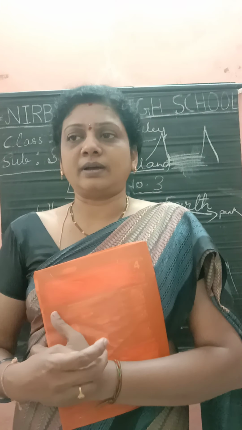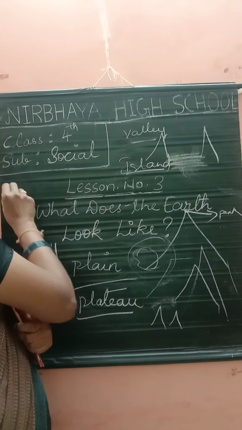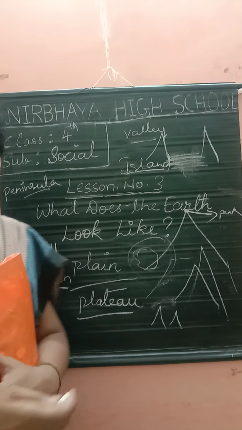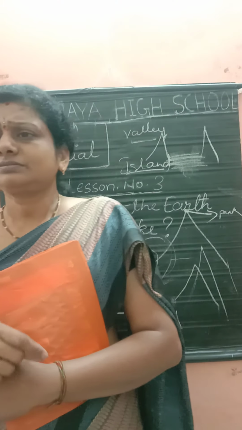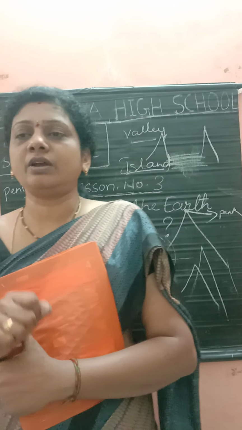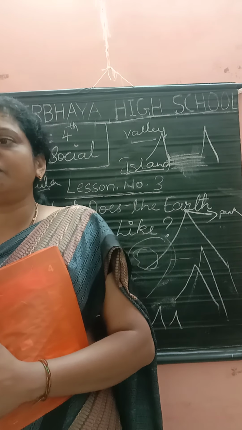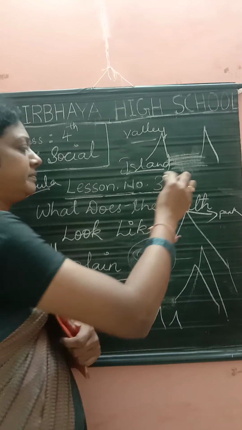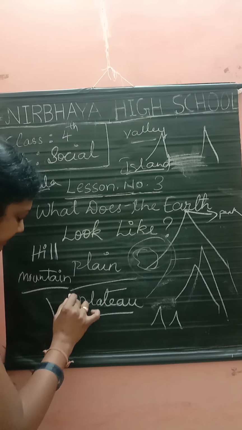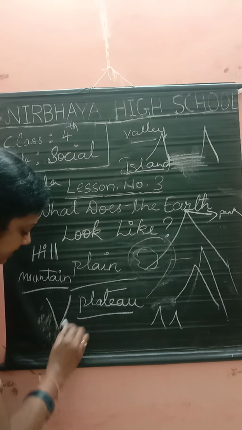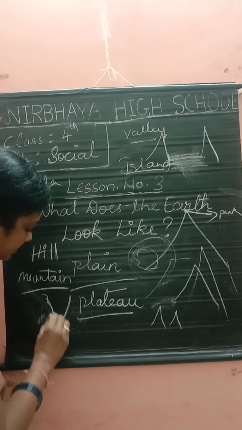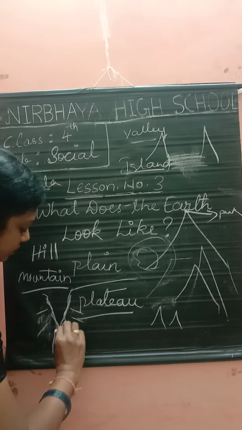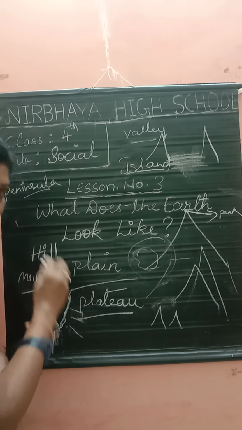Peninsula. A peninsula is a body of land that is surrounded by water on three sides. Have you seen our India map? The three sides are water: 1, 2, 3. This is what a peninsula is.